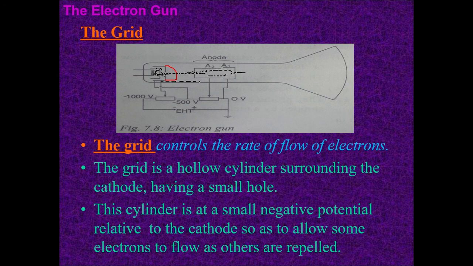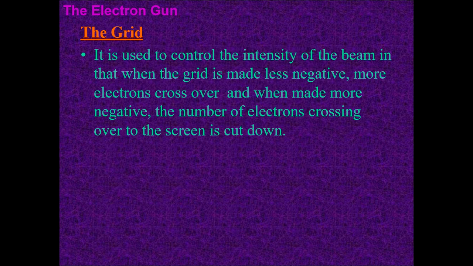We reduce the potential difference. In fact, we are increasing the potential difference such that the positiveness is increasing, the positives are increasing. That's what we mean by the negative being reduced. So positives are increasing. By increasing the positives or increasing the potential difference between the grid and the cathode, the amount of electrons flowing increases. But if we reduce the potential difference, the amount of electrons is cut down.